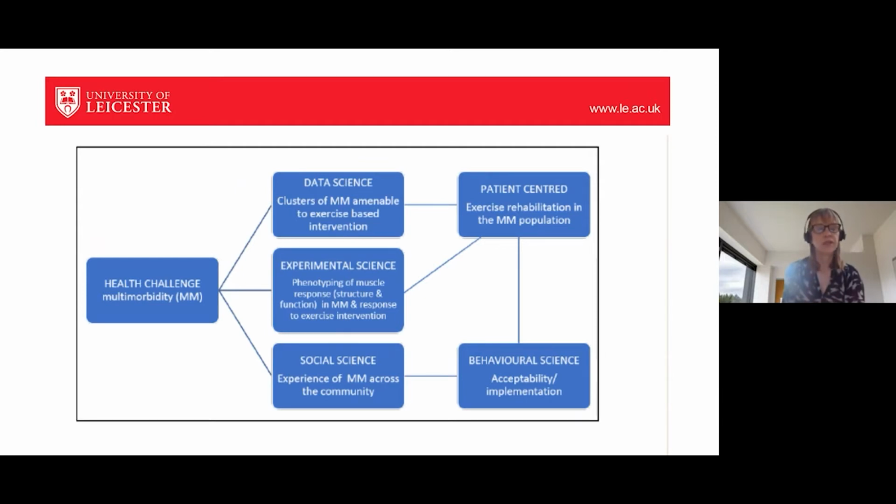So you can see that clearly for everybody, multimorbidity is a huge health challenge, but you can see how you might tackle that differently with a data science approach, experimental science approach, where you might want to look at phenotyping of muscle structure and function. So that would be a very experimental methodology, and looking at social science and people's experience of multimorbidity across our ethnically diverse population.